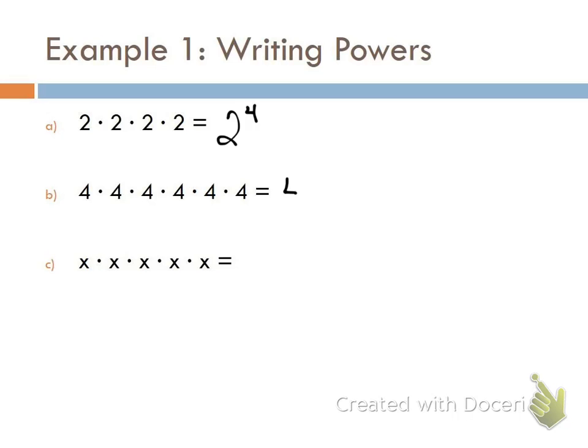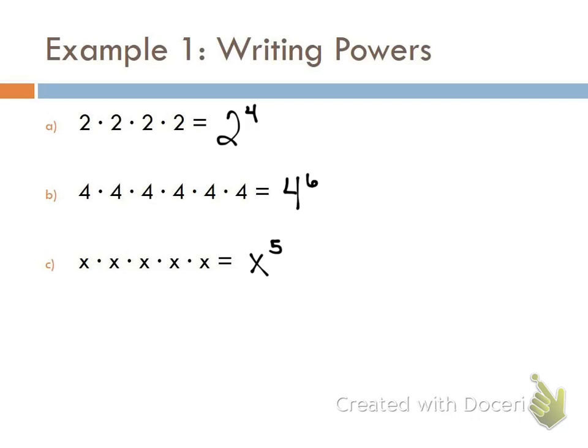I would have 4 to the, how many? How many times does it repeat? Very good, 4 to the 6th power. And then the same concept applies to variables. I don't have a value, but that's okay. X is being multiplied by itself how many times? 5. So it would be x to the 5th power. All right, so I'm just writing repeated multiplication as a power.